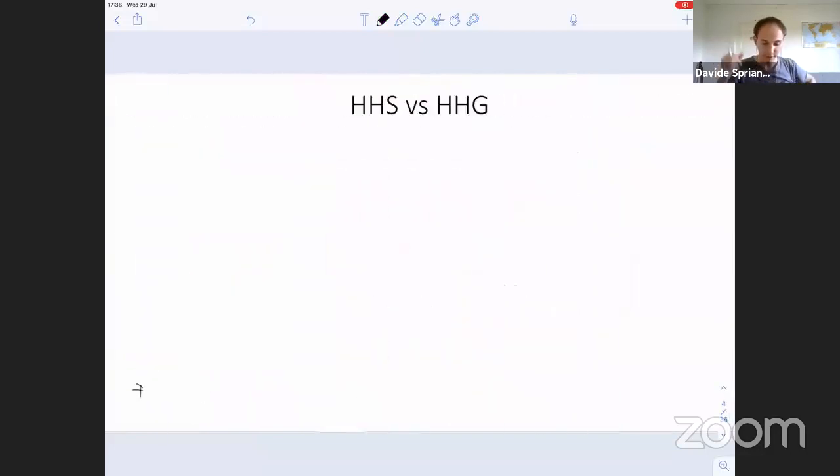Okay, so now let's talk about hierarchically hyperbolic groups. Again, let's recall that a group G is a hierarchically hyperbolic group if we need some conditions. The first one is that the Cayley graph, and I always mean with respect to a finite generating set, is an HHS itself.